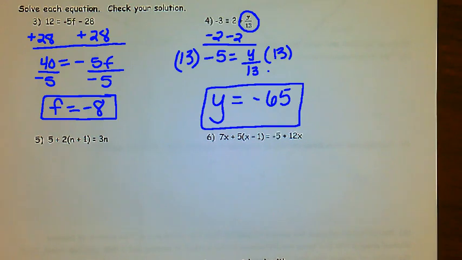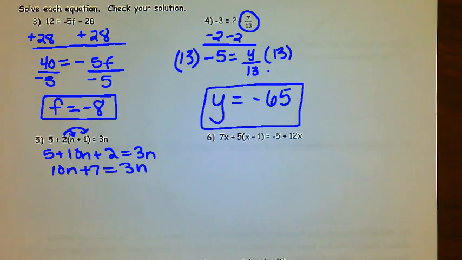Okay, now we have our wonderful variables on both sides, and we have parentheses, so let's go ahead and distribute. So 5 plus 10n plus 2 is equal to 3n. So 10n plus 7 is equal to 3n, so I combined like terms.